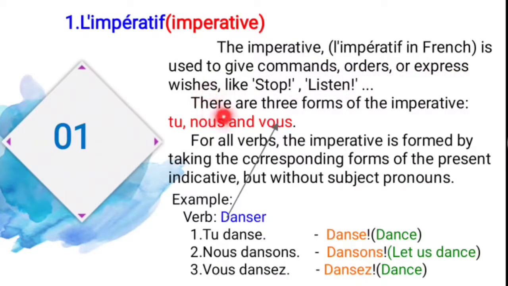And how many forms are there for the imperative sentence? There are 3 forms. What are the 3 forms? Tu, nous and vous. And what is the formation for the imperative sentence? For all the verbs, the imperative is formed by these 3 subjects only and without the subject pronoun. That is the imperative formation.